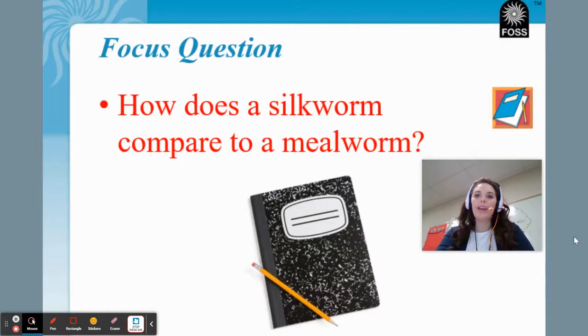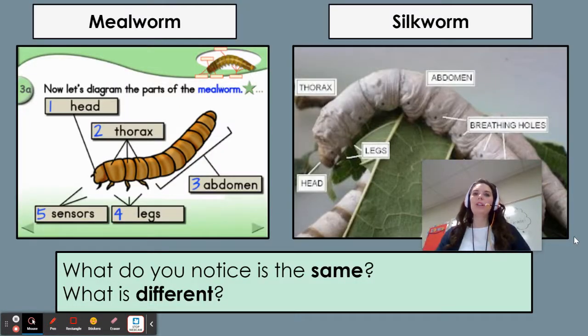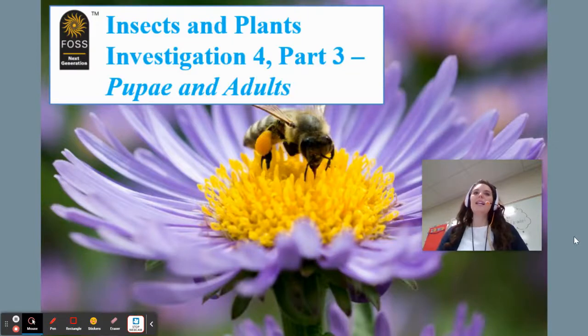Earlier this week, we asked the question, how does a silkworm compare to a mealworm? You looked at the structures of the different larvae and told me what is the same and what is different. Today, we are going to think about the silkworm as a pupa and as an adult.